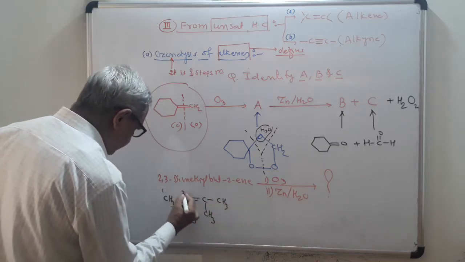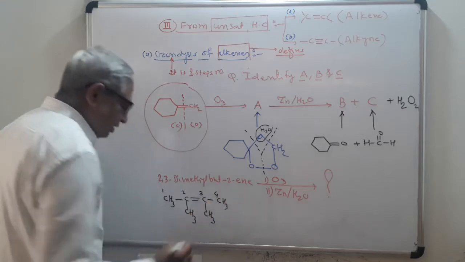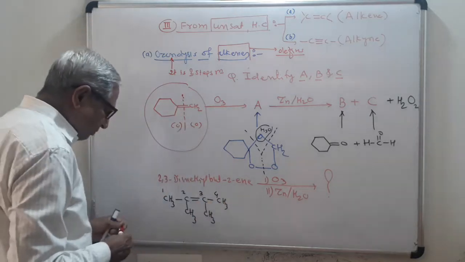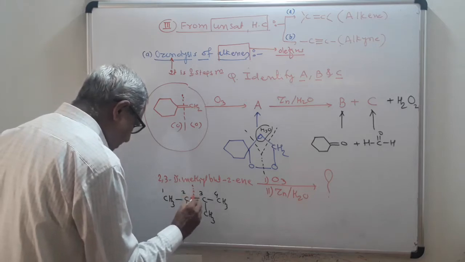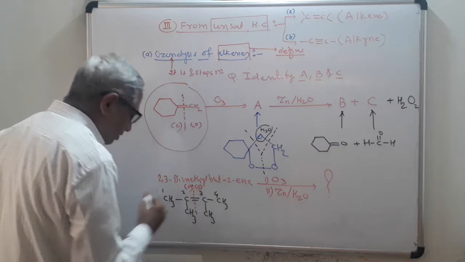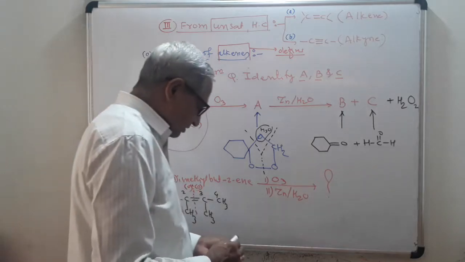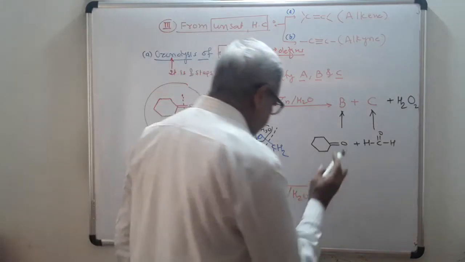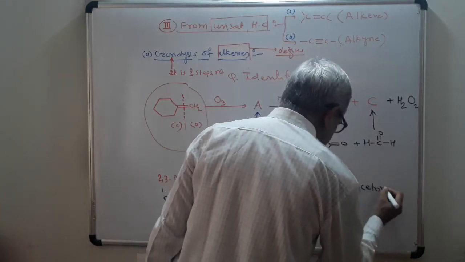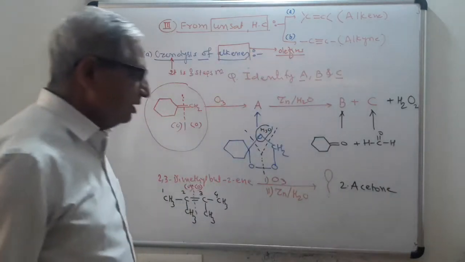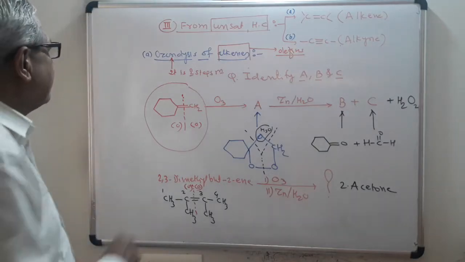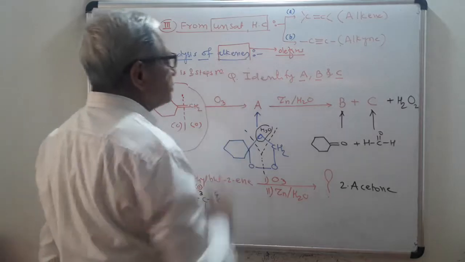Carbon number 1, 2, 3, 4. This is the structure. I gave the hint, just break the carbon-carbon double bond. So you can break the carbon-carbon double bond. Add one oxygen atom on each side. So the answer will be like this. You will get 2 molecules of acetone. So this is the answer here. So in this way you can solve the product part by ozonolysis of alkene.